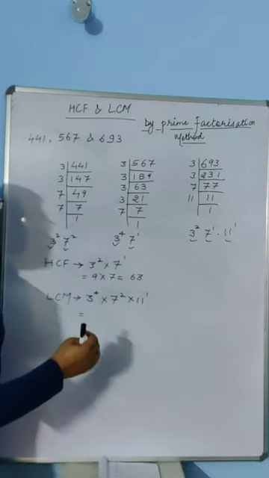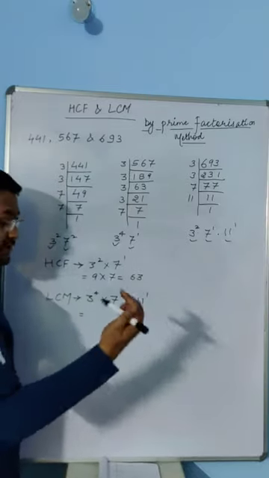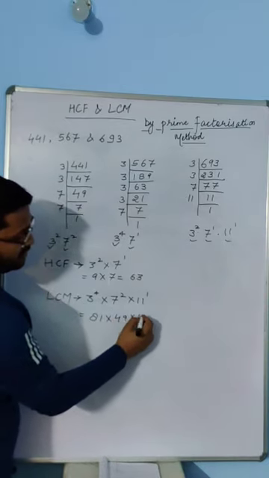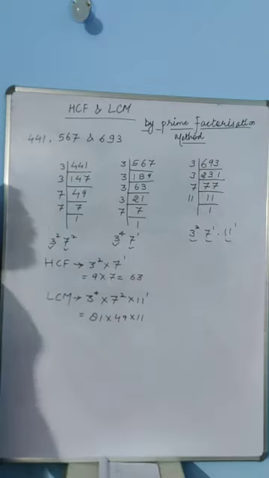So 3 to the power 4: 3 square gives you 9, 3s are 27, 3s are 81. Into 7 square, which is 49, into 11. Solve this, and you are going to get your LCM.